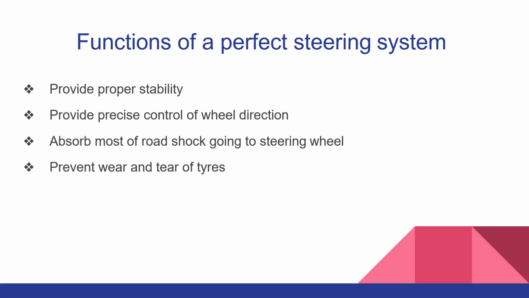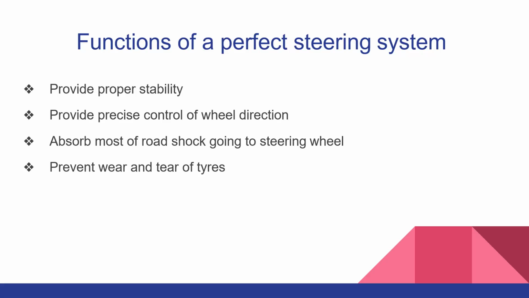That means while we are turning the steering, the front wheels should also turn in the same ratio, or we can say the same proportion, as the steering wheel. Because when taking a turn, the driver will have a certain idea that while turning the steering wheel so much, the vehicle will also turn by this distance. So it should have a precise control on the wheel direction.